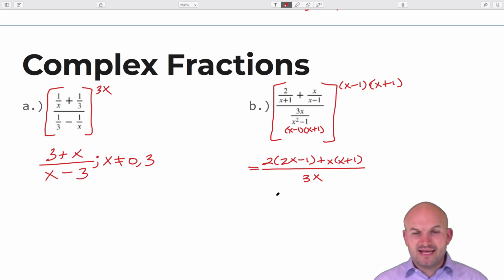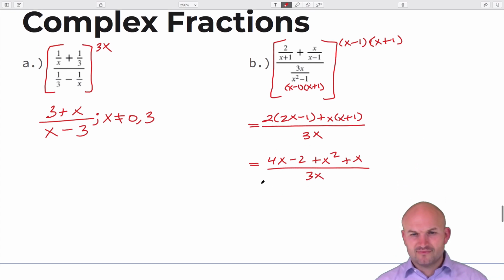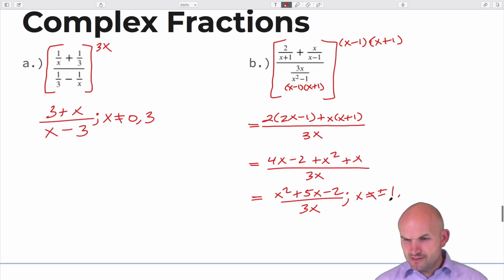So now let's go ahead and simplify that using the distributive property. I get 4x minus 2 plus x squared plus x, all over 3x. And then I can rearrange this one more time. Those combine to give me x squared plus 5x minus 2 over 3x. Now again, going back to my original problem, we know that x cannot equal negative 1 and positive 1, so I'll just write plus or minus 1, as well as 0.